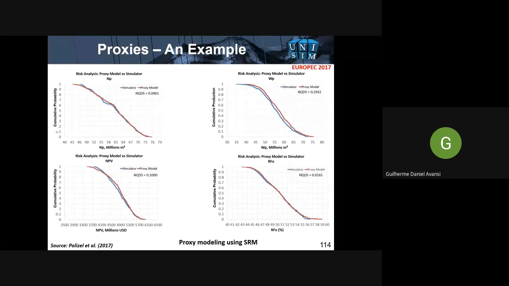Instead of using the simulator to build the risk curves, I use the proxy models. As we can see here, this is for NP, this is for WP, this is for NPV, and this is for the oil recovery factor here. So we can see they have the same pattern, almost the same values, with a reduced time. This is the time that I can save just by using the proxy model. It's 50%. So it's a huge time saving when we are using the proxies. We can build this proxy, it's not complicated, it's simple. So we can build this proxy and then perform the analysis.